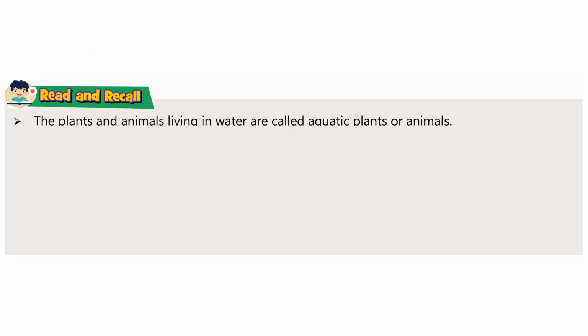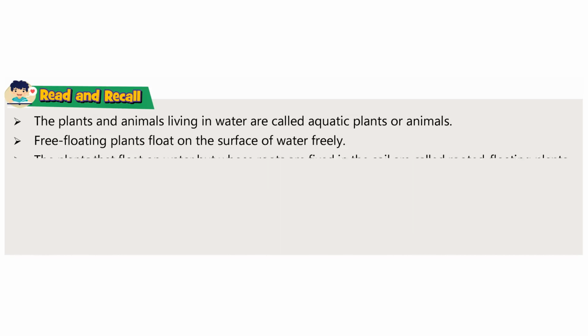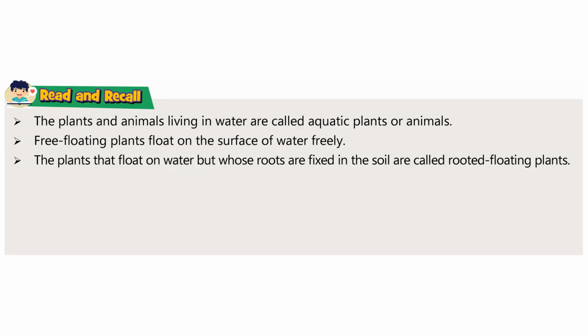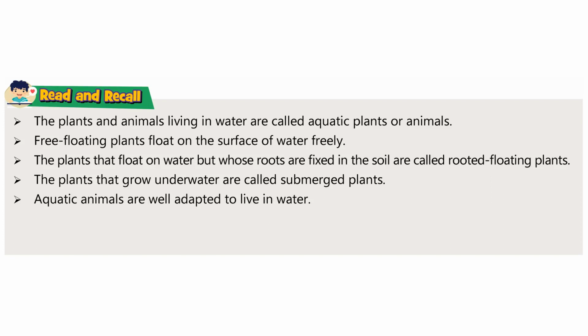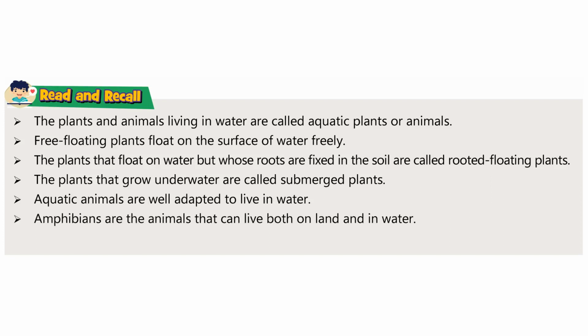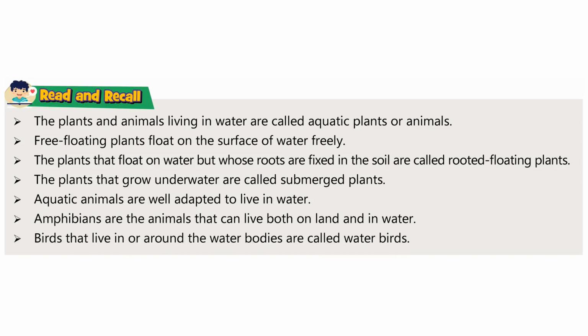Read and recall. The plants and animals living in water are called aquatic plants or animals. Free-floating plants float on the surface of water freely. The plants that float on water, but whose roots are fixed in the soil, are called rooted floating plants. The plants that grow underwater are called submerged plants. Aquatic animals are well adapted to live in water. Amphibians are the animals that can live both on land and in water. Birds that live in or around the water bodies are called water birds.